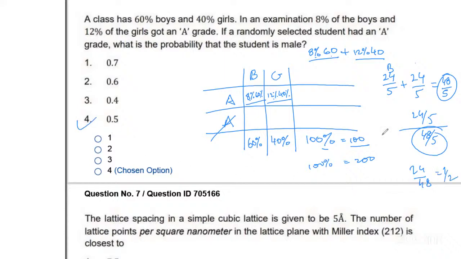Now I've got the same answer had I taken 100% as 200. The reason I'm doing all the math is that I would have simply taken 8% of 60, which is 0.048, plus 0.048. And on the top, it will be 0.048 because this is my A graders, and out of A graders, these are the males. So I would have got my answer half anyway. Very cheeky question. Anyway, that's how you can use the grid method to solve your question.